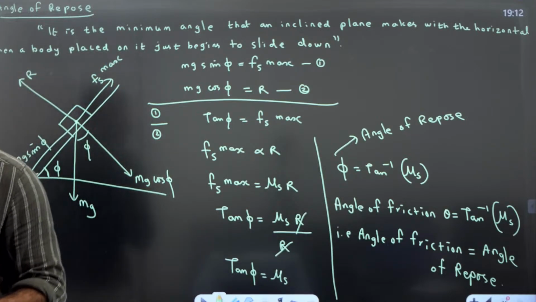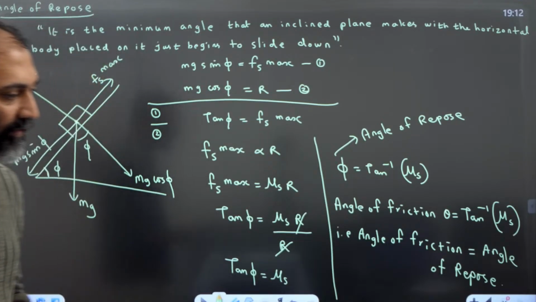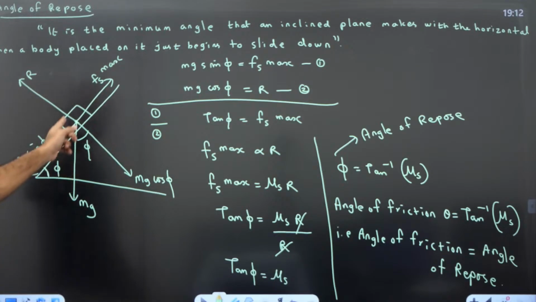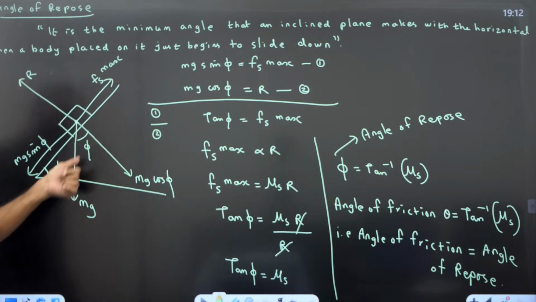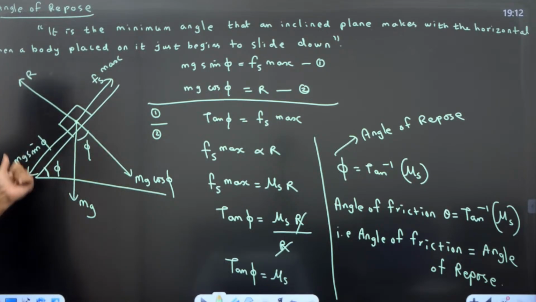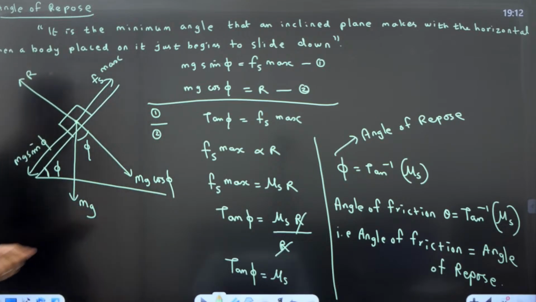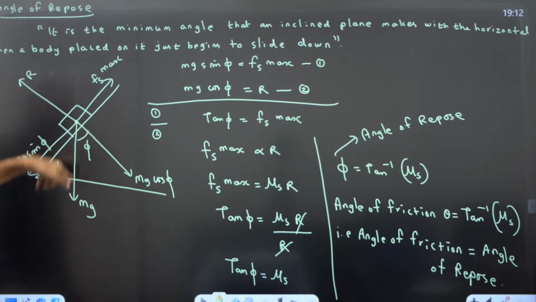Any doubt? Sir, horizontal component എപ്പോഴും cos അല്ലേ? എങ്ങനെയാണ് sin വന്നത്? എനിക്ക് മനസ്സിലായില്ല. No. See, this is the horizontal. With the horizontal, it is making an angle phi. So this is mg and this is mg cos phi. This is the horizontal, making an angle phi with the horizontal.